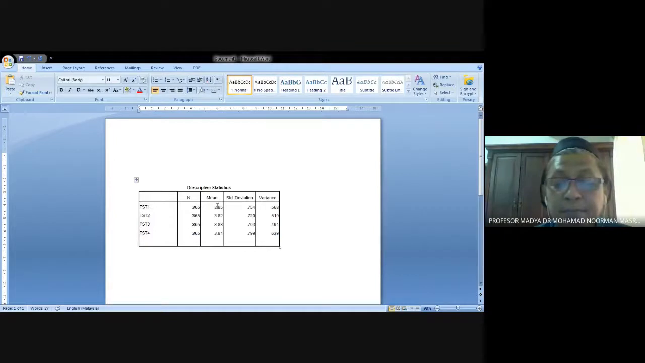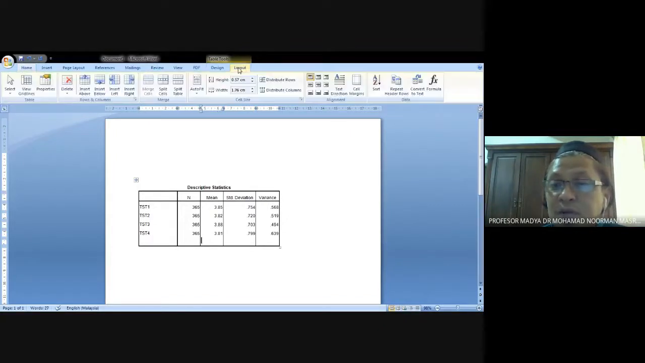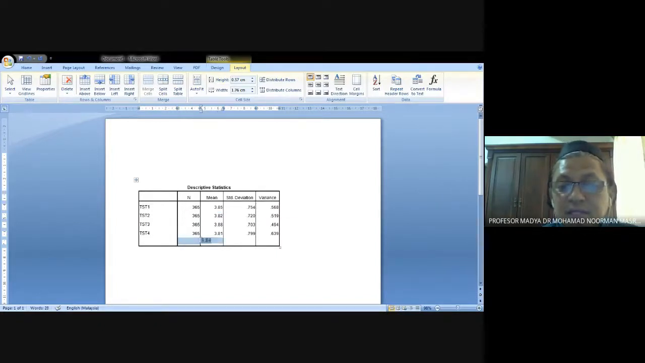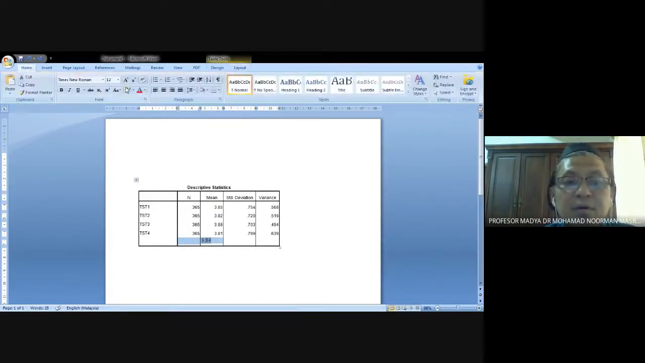So the values are 3.85, 82, 88, 81. So I'm going to take the mean. You can calculate this using your calculator, or you can also use Microsoft Word, but I think it's best that you use your calculator. Okay, so the mean is 3.84. So you have to interpret this, what we call the overall mean. This value has to be interpreted.